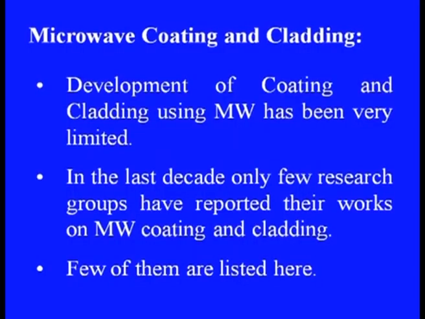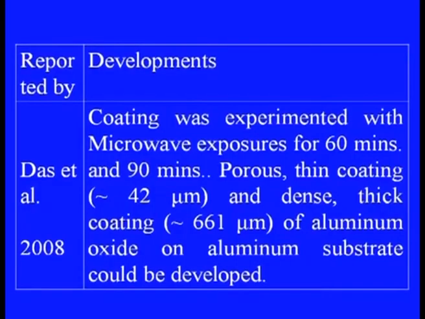And this technique is also being developed in the IIT Roorkee laboratory, and some patents have been claimed for both microwave joining of bulk metals and microwave cladding of metallic materials as well. The development of coating and cladding using microwave has been very limited globally. In the last decade only a few research groups have reported their work on microwave coating as well as cladding. Only a few of them are listed here, very notable few.